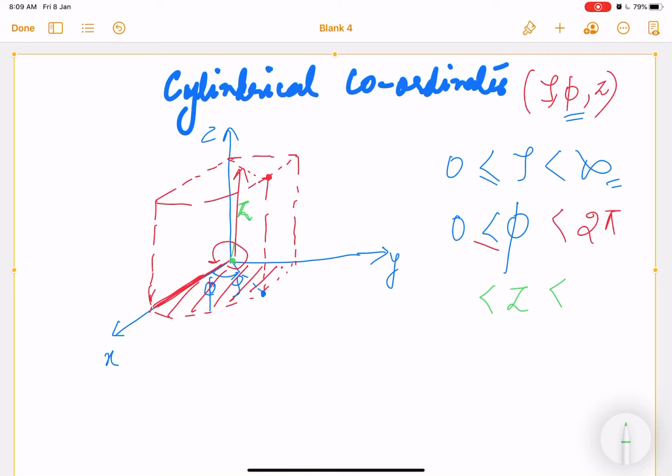So my range will be, okay, this is the base. If I have the cylinder downwards too, then I can say it varies from minus infinity to plus infinity, whatever the height of the cylinder is. Okay, so basically in Cartesian coordinates also we have defined x, y and z that vary from minus infinity to plus infinity. This is the same.